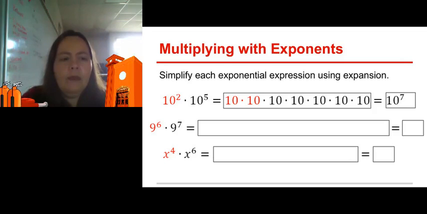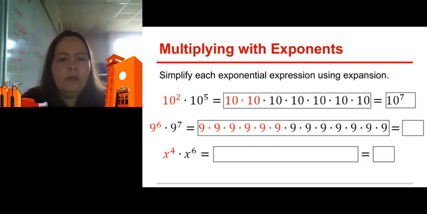In the next example, you have 9 to the 6th times 9 to the 7th. And that would be 9 multiplied 6 times, then 9 multiplied 7 times. So with the 6 red 9's and the 7 black 9's, you have 13 times that 9 is multiplied altogether, which gives you 9 to the 13th power.